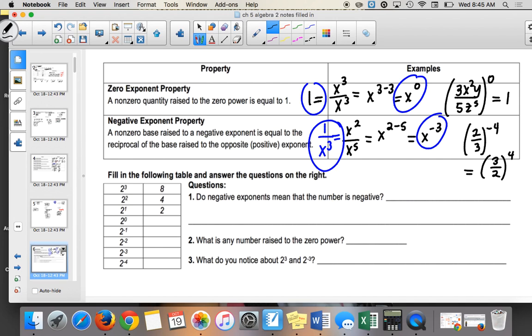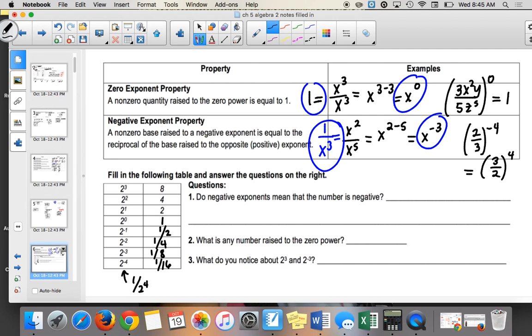It says fill in the following table and answer the questions on the right. So 2 cubed is 8, 2 squared is 4, 2 to the first is 2. Do you see the pattern? 8, 4, 2. So 2 to the 0 is 1. 2 to the negative 1? It's 1 over 2, 1 over 2 to the first, right? The next one is 1 over 2 squared, so 1 over 4. Keep dividing by 2: 1/8, and 1 over 16. So that's why 2 to the negative 4 is 1 over 2 to the 4th, which is 1 over 16.